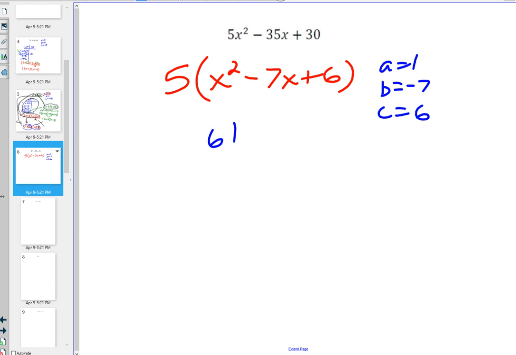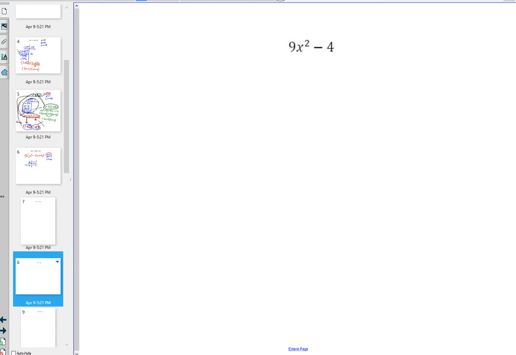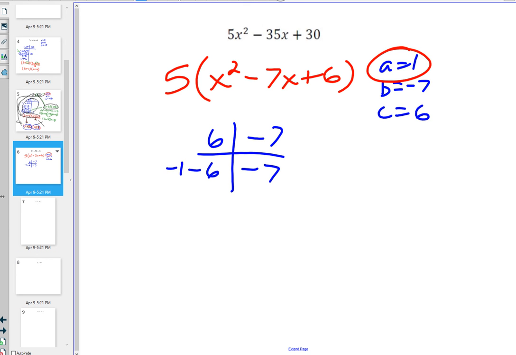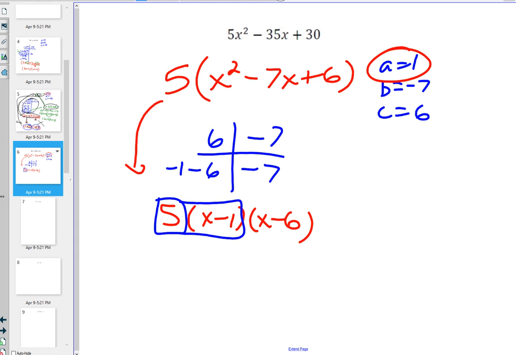When I do 1 times 6 and then negative 7, I'm going to end up with negative 1 and negative 6. That's going to give me what I want. Well, now because A was 1, I could just write x minus 1 and x minus 6. But what I also can't forget is that I had this 5 in front. I was only able to do this because I took that 5 out, so that 5 needs to stay in front. So if you're taking the retake, you would click the 5, click the x minus 1, the x minus 6. There's 3 factors there.